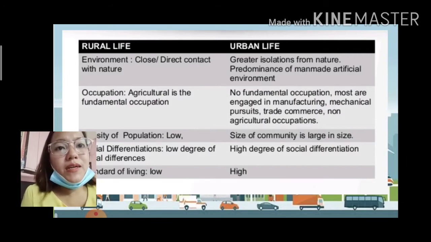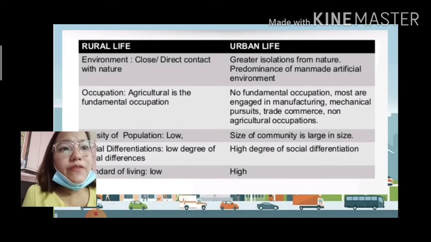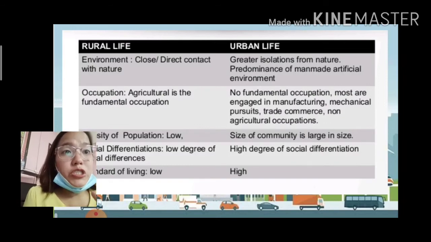In the environment, rural life has close direct contact with nature, while urban life has a greater isolation from nature, with a predominance of man-made artificial environment. As for occupation, in rural life agriculture is the fundamental occupation, while in urban life there is no fundamental occupation. Most are engaged in manufacturing, mechanical pursuits, trade, commerce, and non-agricultural occupations.